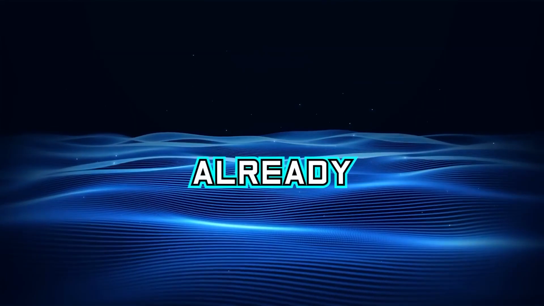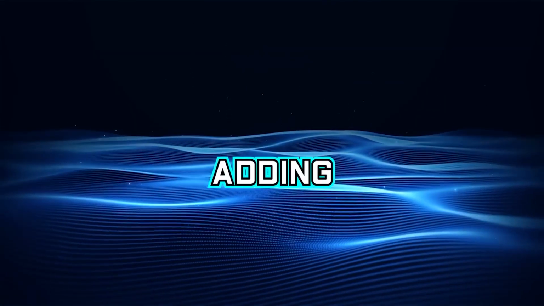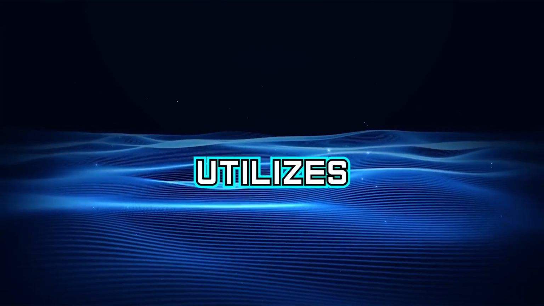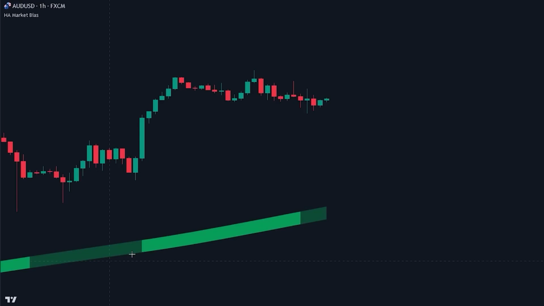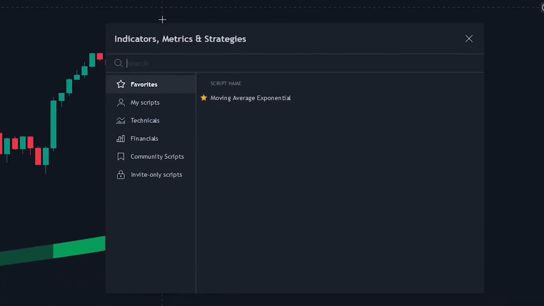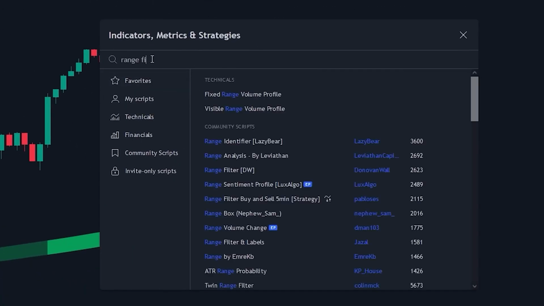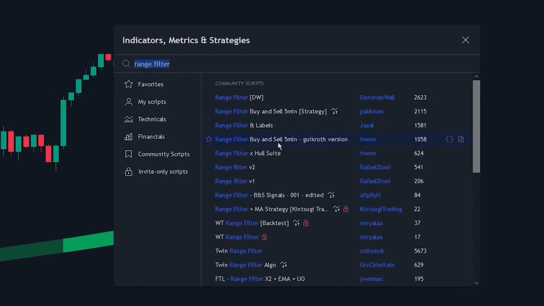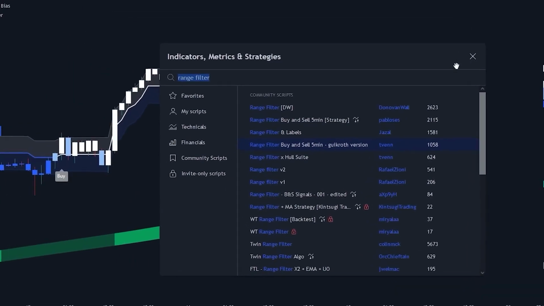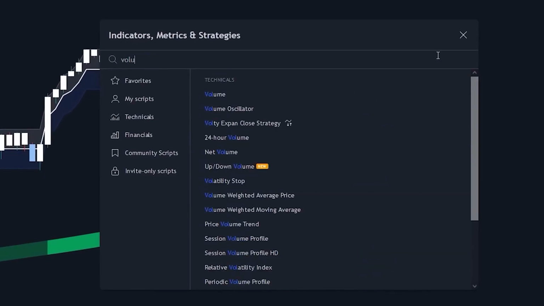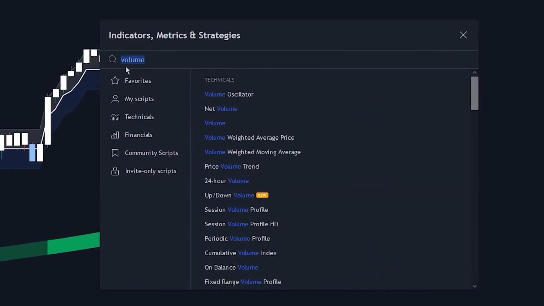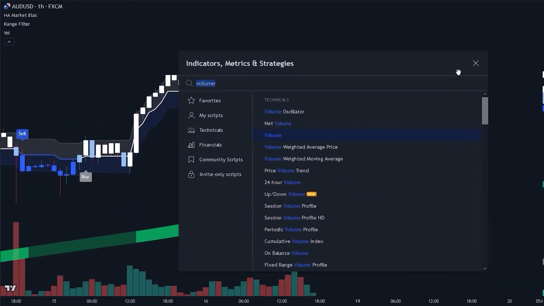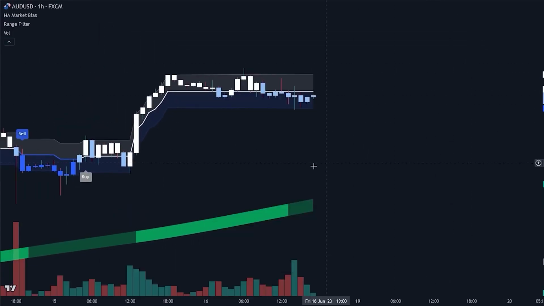Despite the indicator already being very powerful, we will be adding some extra indicators to the chart in order to create a full strategy that utilizes the indicator. Head over to the Indicator Search tab and search for the Range Filter indicator. Select the indicator made by TFEN and add it to the chart. The next indicator we will be adding to the chart is the Volume indicator. Search for the Volume indicator and select the indicator made by TradingView. Those were all of the indicators that we will be adding to the chart.